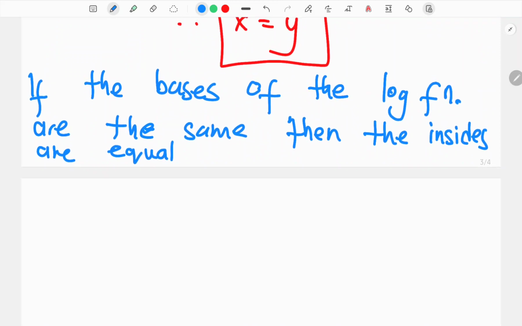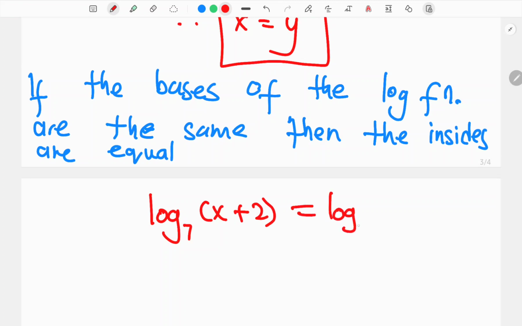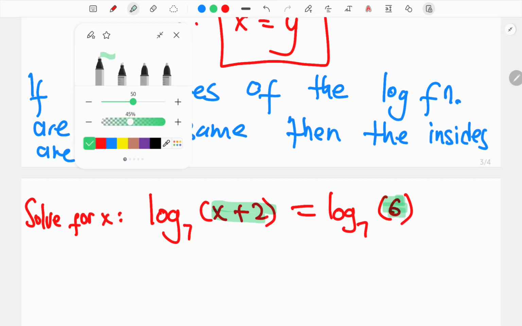So for example, let's make just a random example. Let's say you have log base 7 of x plus 2 equals log base 7 of 6, right? And then I say solve for x. How do you solve for this? Then you come and say, okay, in this problem, my insides are different, right?